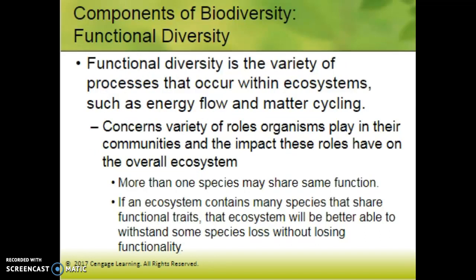Component 4, functional diversity. This, once upon a time, was just described as niche variety. It's now been rolled into one of our types of biodiversity, I think just to streamline things. But we're talking about your role in your ecosystem. And if you define the word niche as freshmen, that's what we're talking about. If more than one species shares the same function, shares the same niche, we're going to have competition. And somebody's going to win, somebody's going to lose. So we're gearing towards and heading towards evolution, and this is just a component of that.